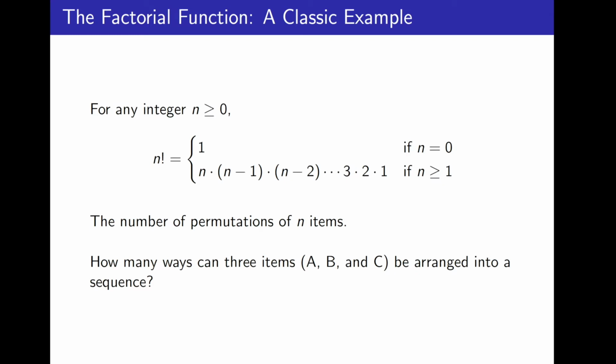For example, if we have three different things, A, B, and C, we can arrange them into a sequence in 6 different ways: A, B, C; A, C, B; B, A, C; B, C, A; C, A, B; and C, B, A. 6 is the result of 3 factorial: 3 times 2 times 1.